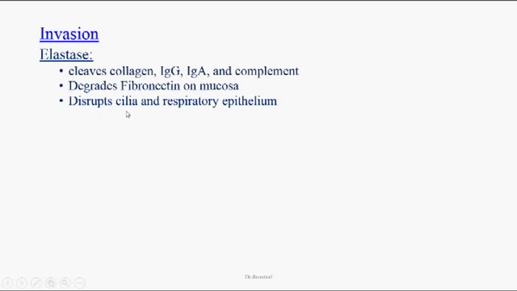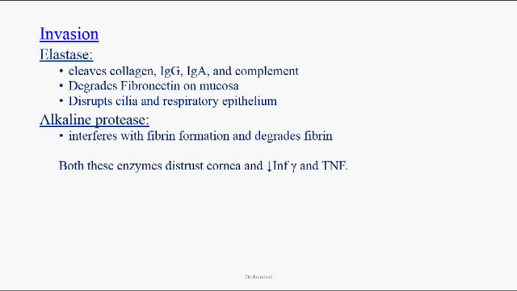And this elastase can disrupt ciliary action on respiratory epithelium, so that it disrupts ciliated respiratory epithelium. These organisms can also secrete alkaline protease, which interferes with fibrin formation, and the fibrin will get degraded. So both this elastase and alkaline protease destroy corneal areas by disturbing the collagen material and ground substance in those areas, and they can also inhibit interferon gamma and tumor necrosis factor.